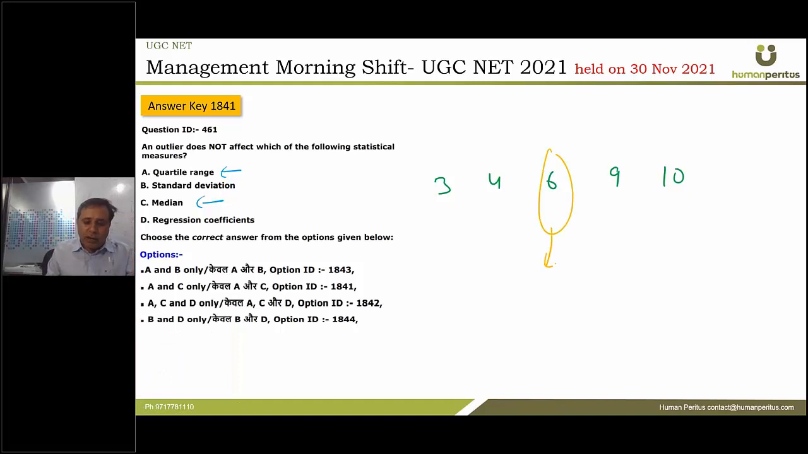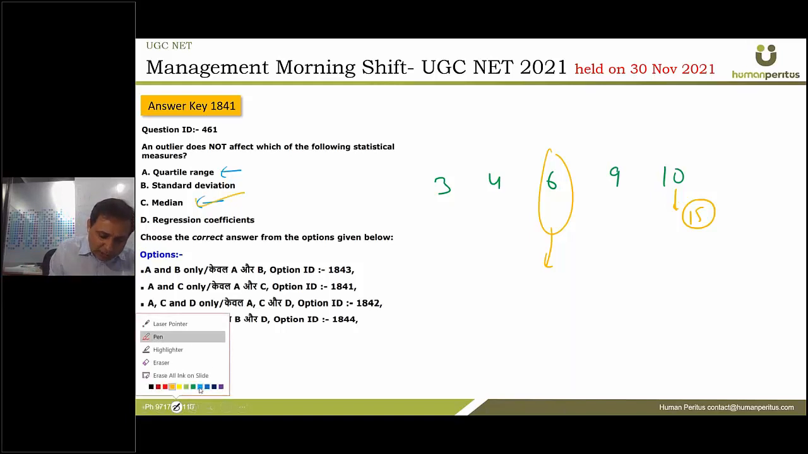Correct? So if we change the outlier's value, if instead of 10 we make it 15, will our median change? No, it will not. Still it will remain 6 only. This is the reason why median is one of the correct answers.